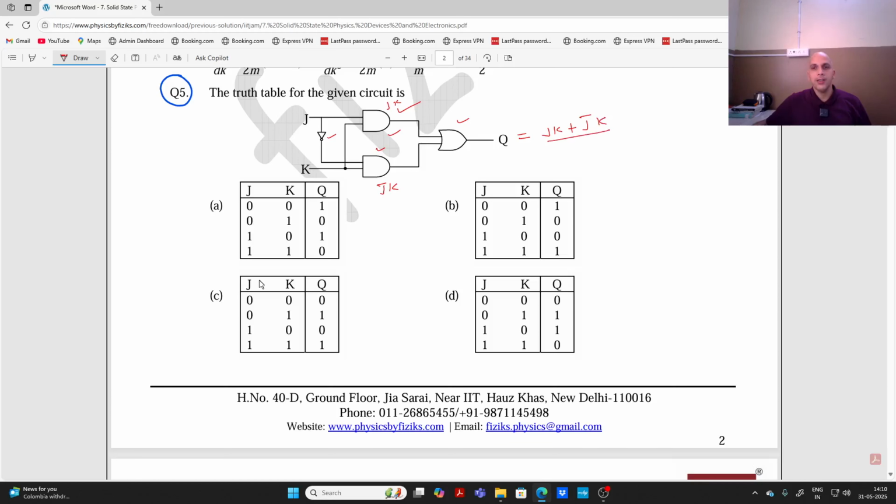Now you can simplify. I have told you in the previous lecture, K is common, so K into J plus J naught. J plus J naught is 1, that gives you K into 1, which is equal to K. So Q is equal to simply K, right? You can see here Q is equal to K, 0 1 0 1, right? So I think C is the correct answer.